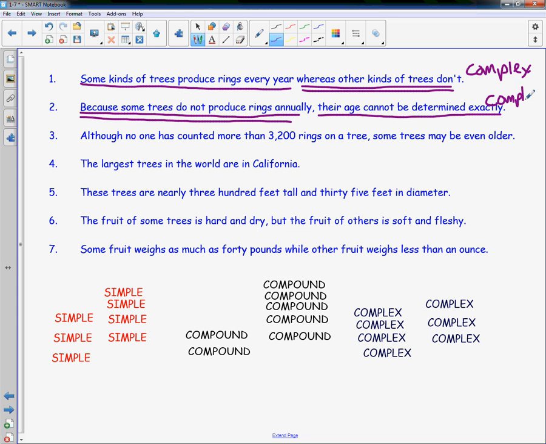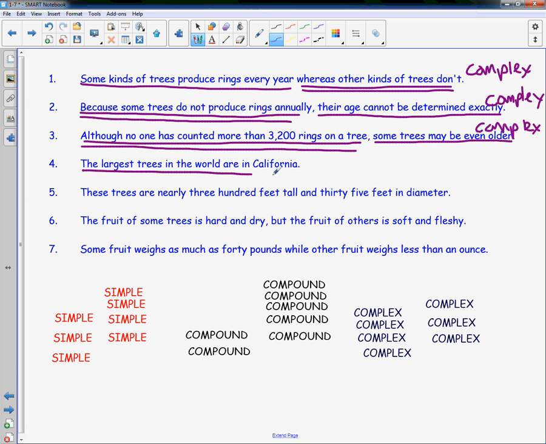Number 3, although no one has counted more than 3,200 rings on a tree, some trees may be even older. Some trees may be even older is a sentence. Although no one has counted more than 3,200 rings on a tree cannot stand alone. Therefore, this is complex. Number 4, the largest trees in the world are in California. That is just a sentence by itself, so that is simple.